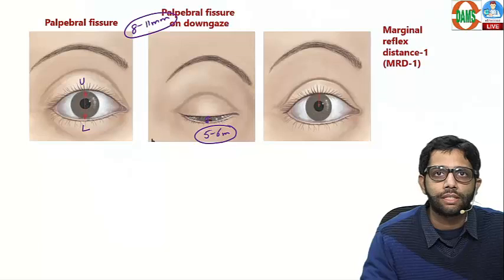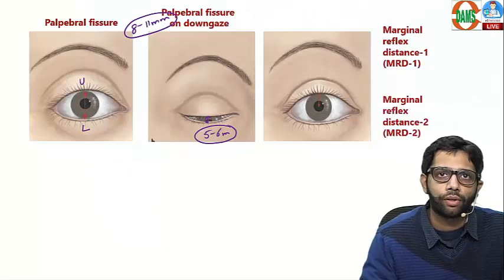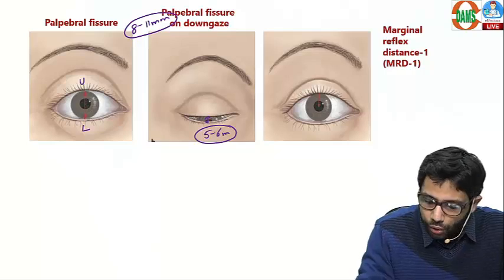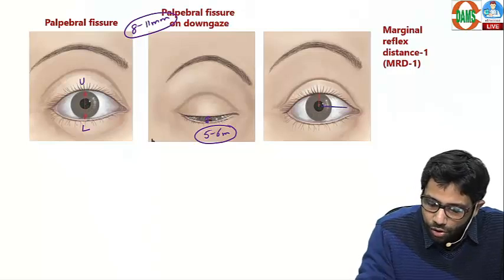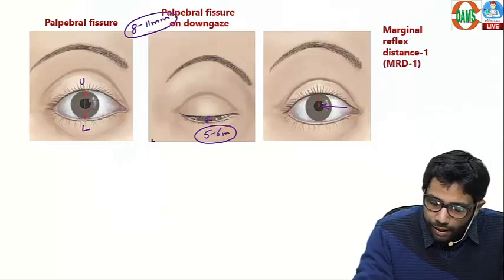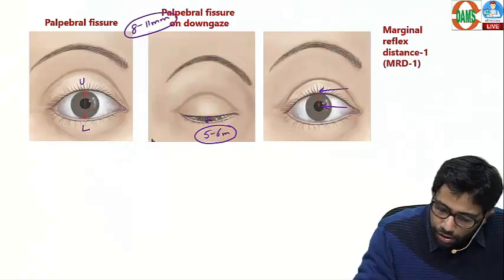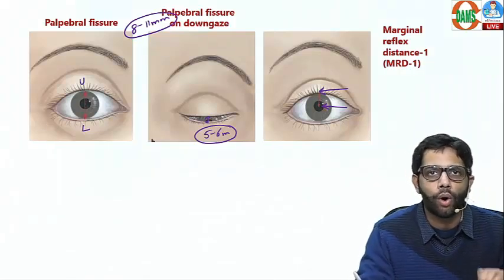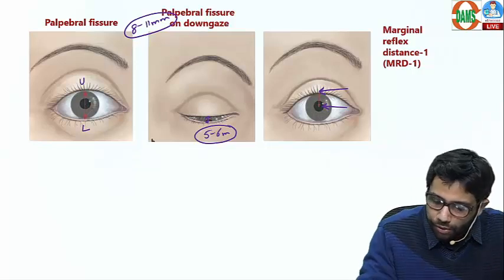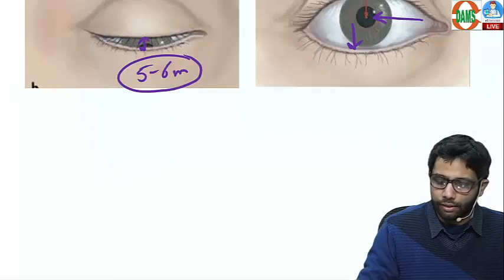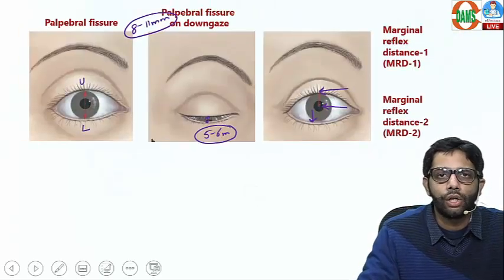Then comes two important things: Marginal reflex distance 1 and 2. Here, you can see the upper eyelid margin to the reflex of the cornea. You put a torchlight, see the central reflex of the cornea, and the distance between the upper eyelid margin to the center of the reflex is known as MRD1. And if you take the distance from the reflex to the lower eyelid margin, that is known as MRD2.